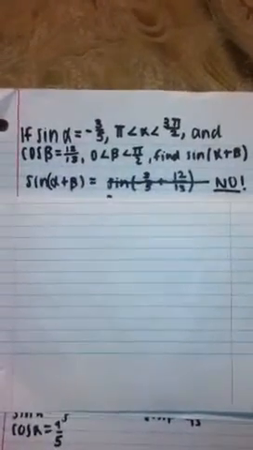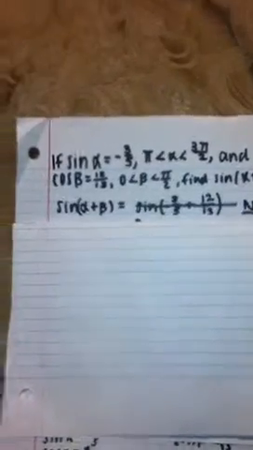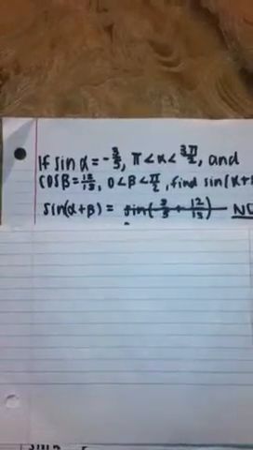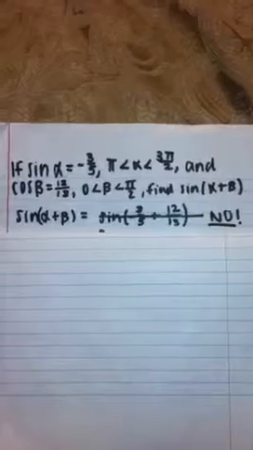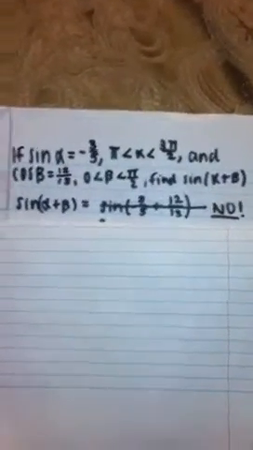If sine of alpha is negative 3 over 5 and it's between pi and 3 pi over 2, and cosine of beta is 12 over 13 and it's between 0 and pi over 2, find sine of alpha plus beta. So sine of alpha plus beta equals sine of negative 3 over 5 plus 12 over 13.